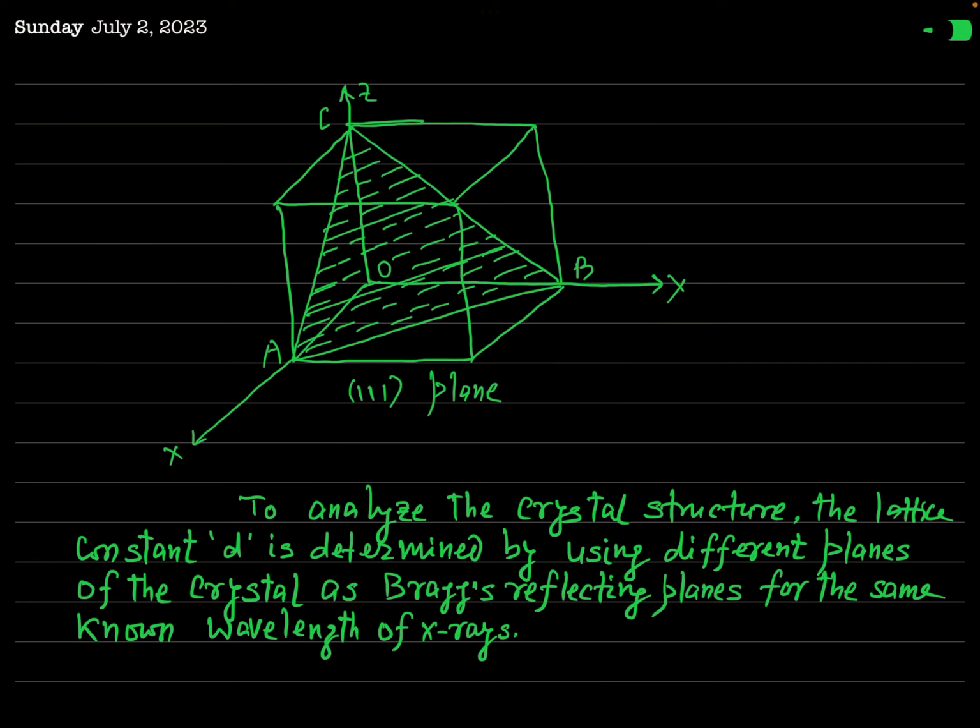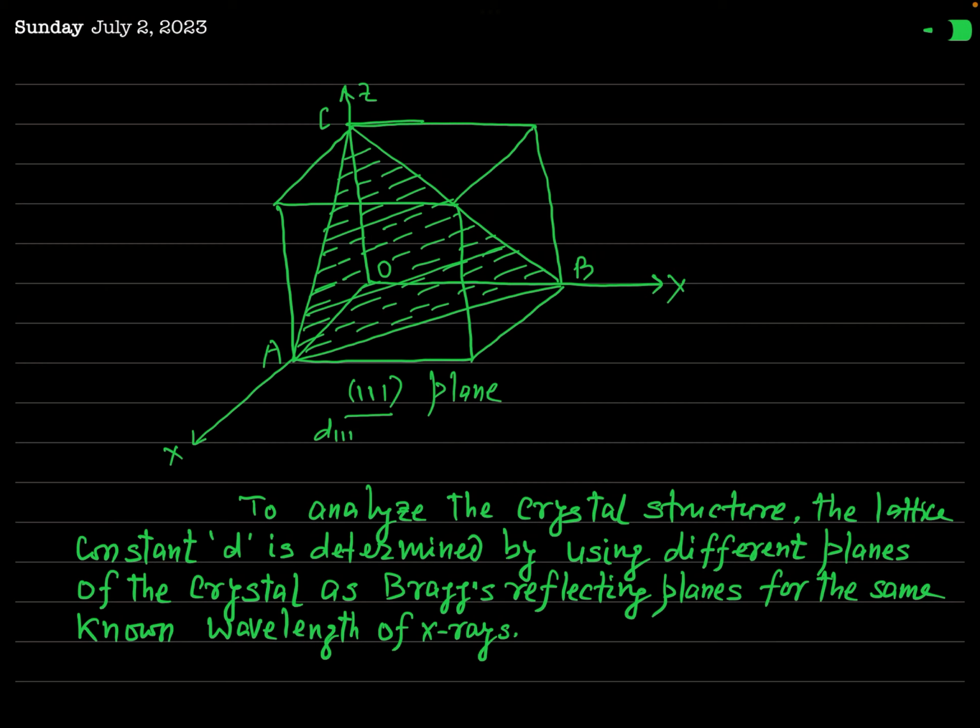The third plane, which is marked in the third figure, is the plane ABC and its parallel planes. As you can see from this figure, in terms of Miller indices this plane ABC can be represented by the plane 111, and the interplanar spacing for this plane will be denoted by the symbol D111.